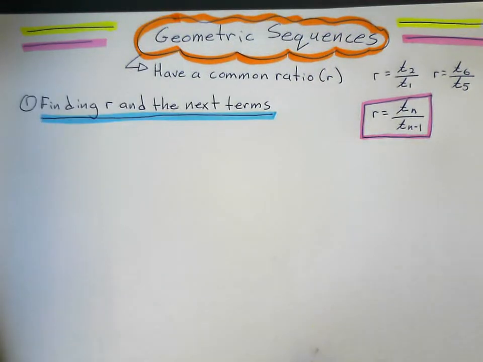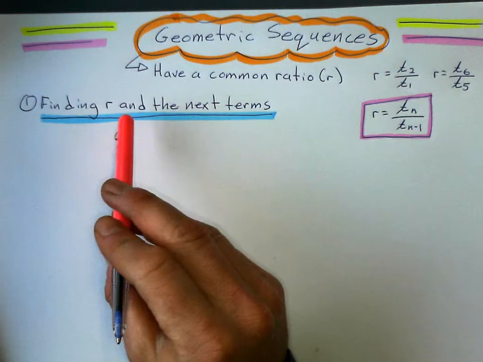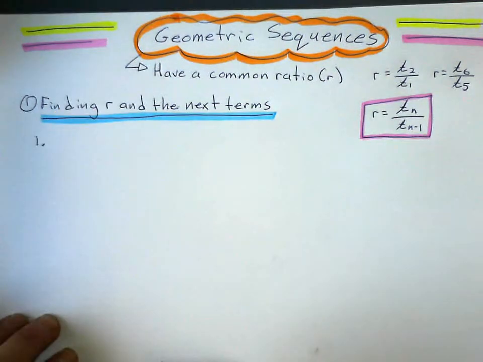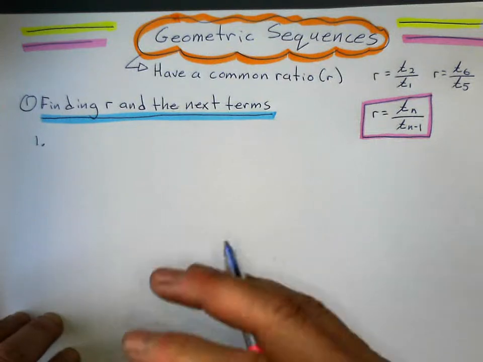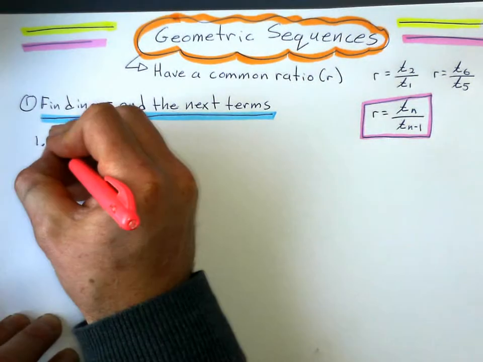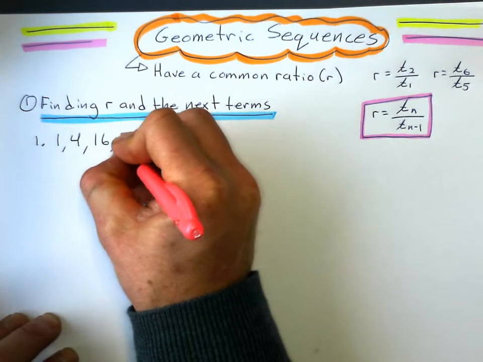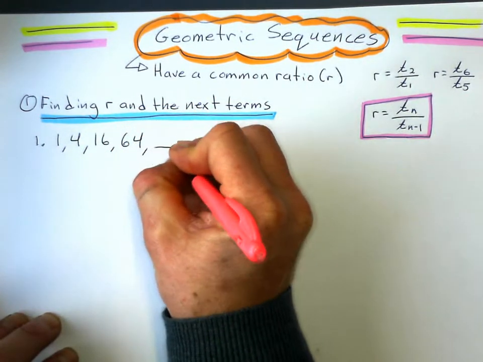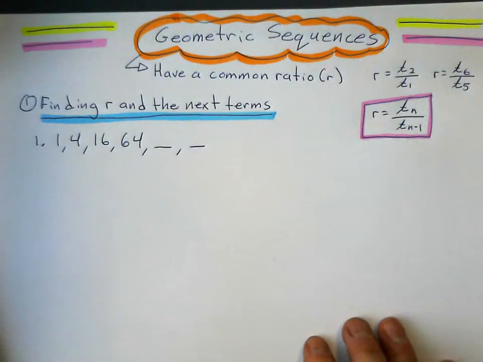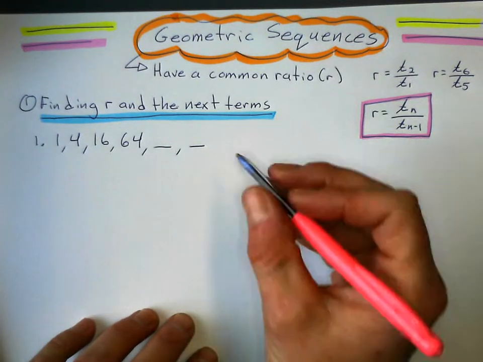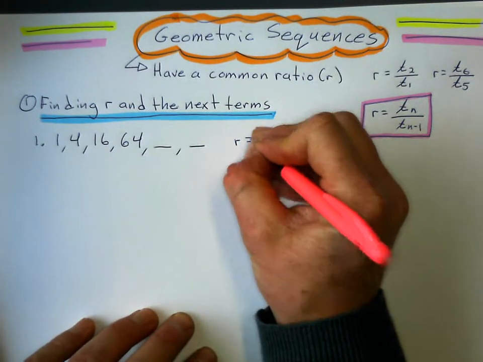Okay, so let's use our knowledge here. We'll start kind of easy here, finding the common ratio and the next terms. So suppose I give a geometric sequence. It's going up in a timesy kind of way. Say I've got 1, 4, 16, 64, and I want to find the next two terms of that sequence. This is an easy one because I can see what it's going up by. But let's still get in the habit of calculating that common ratio.